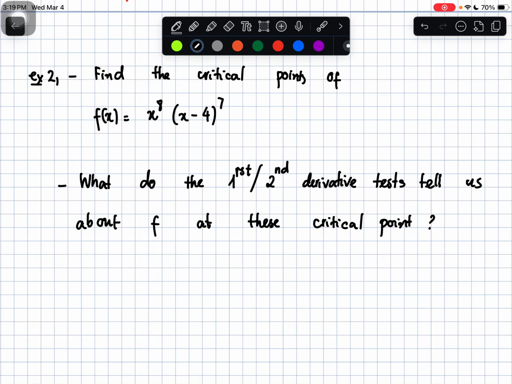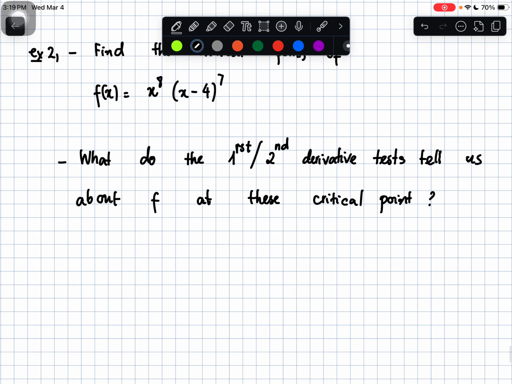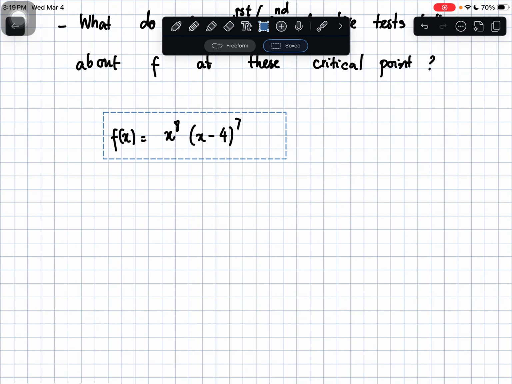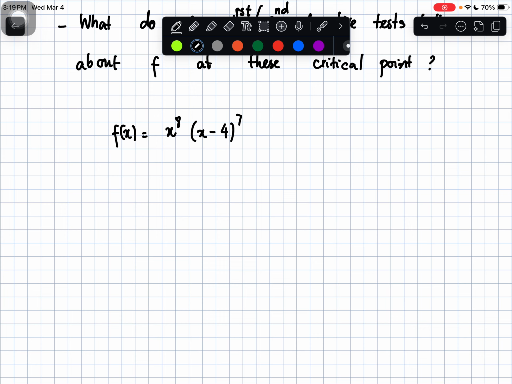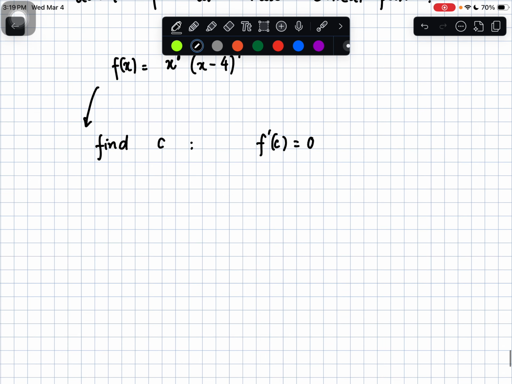We need to find critical points of f, and we need to apply the first and the second derivative test. So let's do that. f is equal to this one. You need to find critical points. So this function is differentiable. To find critical points, we find c such that f prime at c is 0.